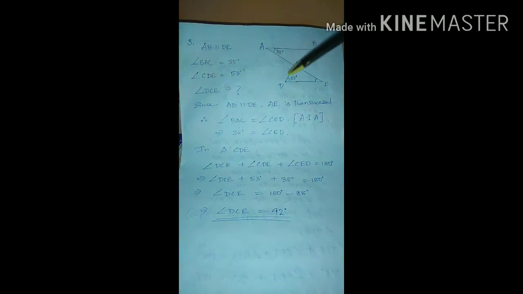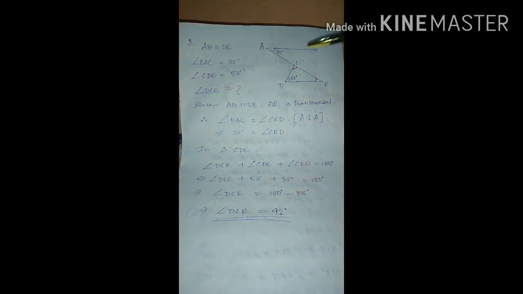And our task is what? We have to find out DCE. For this, first we write AB is parallel to DE, as you see written here, and then AC is a transversal. If AC is a transversal, then BAC is equal to CED. So these two are AIA, that means alternate interior angles. The BAC value we know is 35, so that's why we write 35 here. Ultimately, the CED value we get is 35 degrees here.